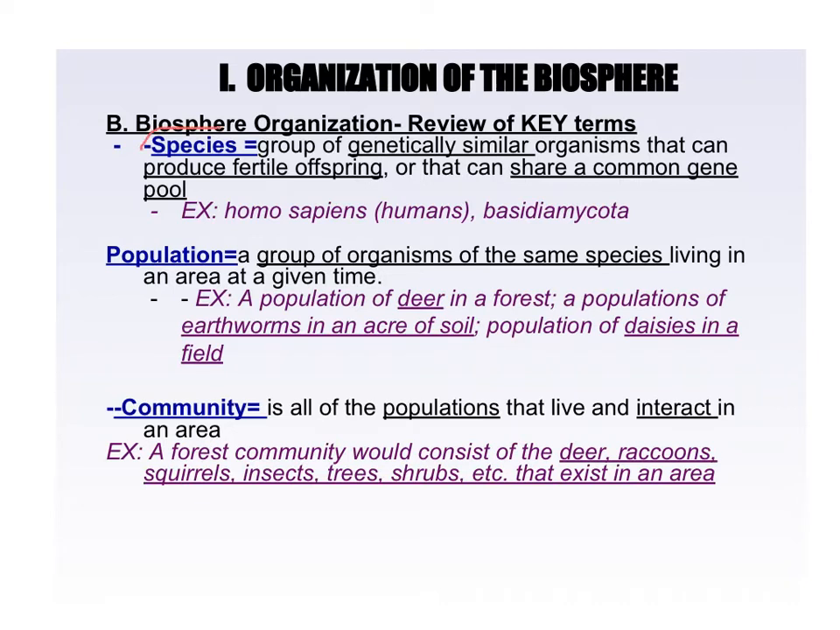Our first term is called a species. And that's a group of genetically similar organisms. They can produce fertile offspring, which means they can have babies, and their babies can also have babies. A better way is to say that they share a common gene pool. The only problem with that is we don't know what a gene pool is yet. But for example, there's a species called Homo sapiens. If you didn't know it, that's the species you are. You are Homo sapiens. You're your own species.